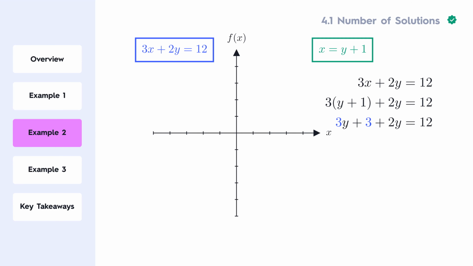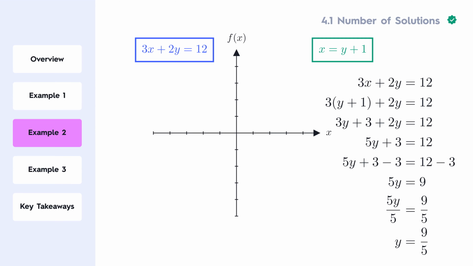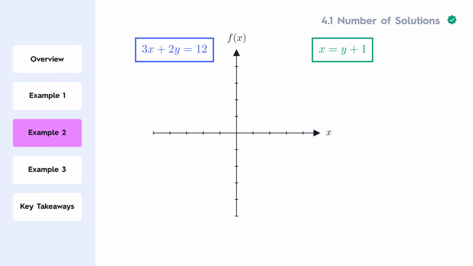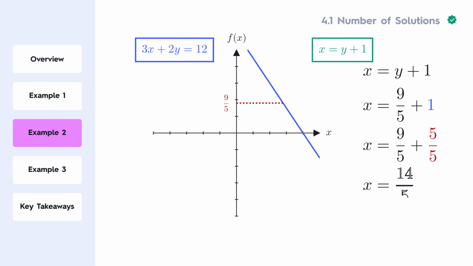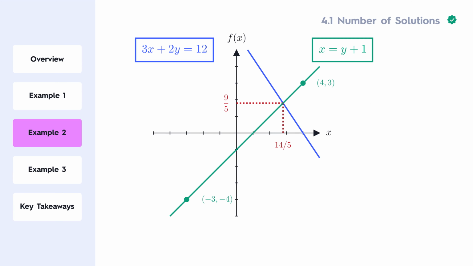Then we distribute the 3, and after combining like terms we will have 5y plus 3 equals 12. Subtract 3 from both sides, and divide by 5, and as a result y equals 9/5. Let's show the first equation on the graph. Now that we have y equals 9/5, we need to substitute this value back into the equation x equals y plus 1 to find x. Then, convert 1 into a fraction, and like that we will have x equals 14/5. By showing the second equation on the graph, we can confirm that we have found our intersection point. The solution to the system is x equals 14/5 and y equals 9/5. Since we found a single point where the equations intersect, this system has one solution.